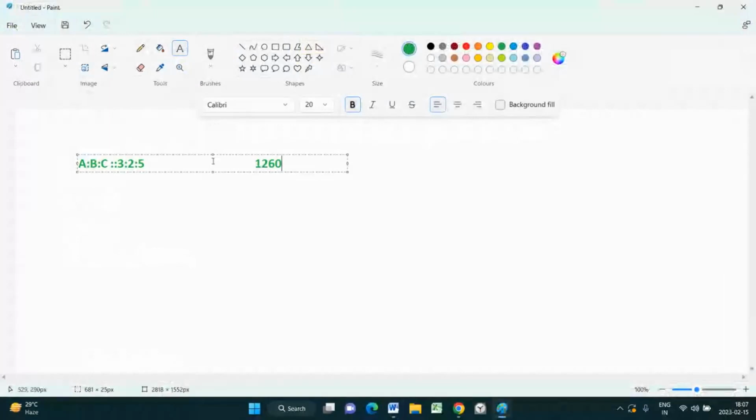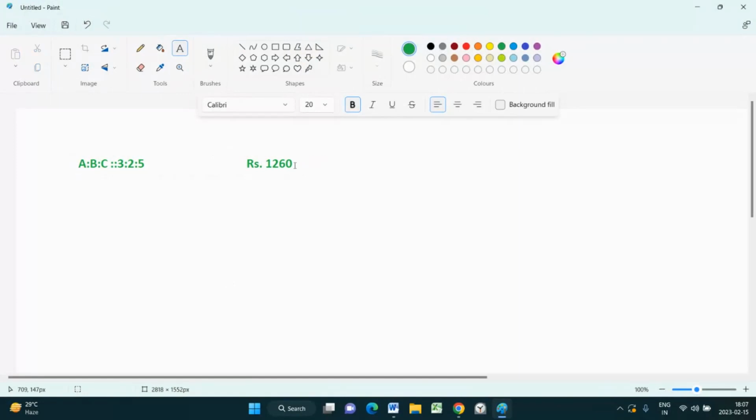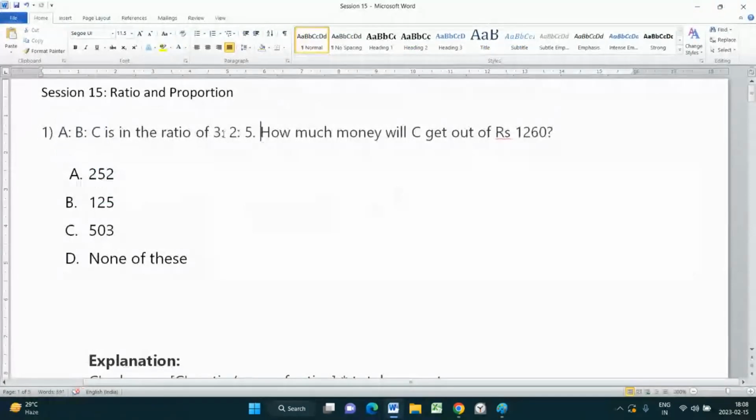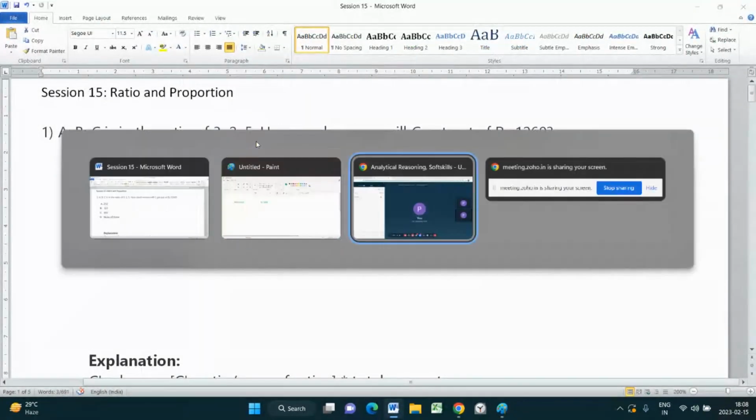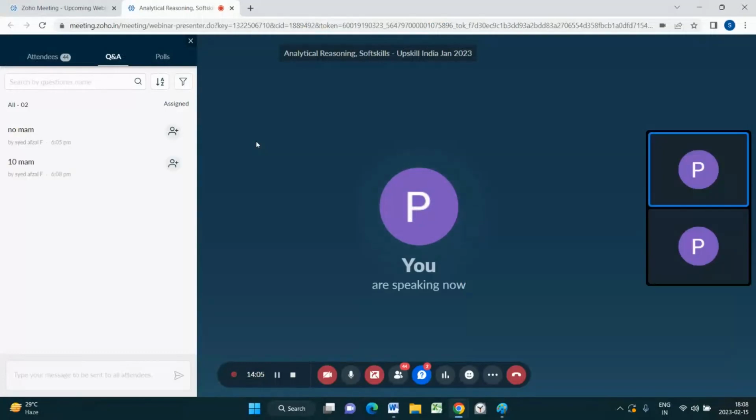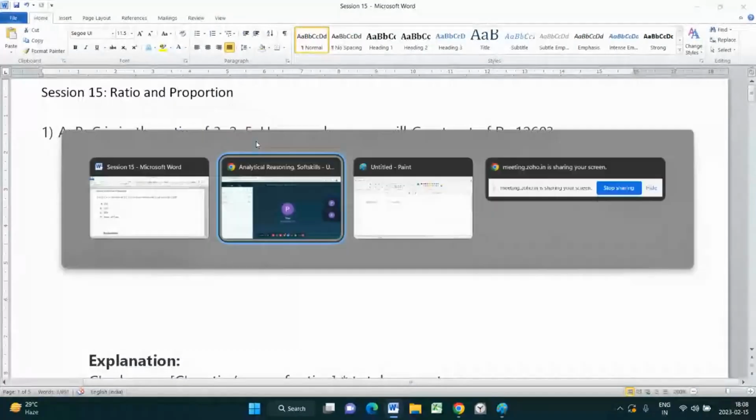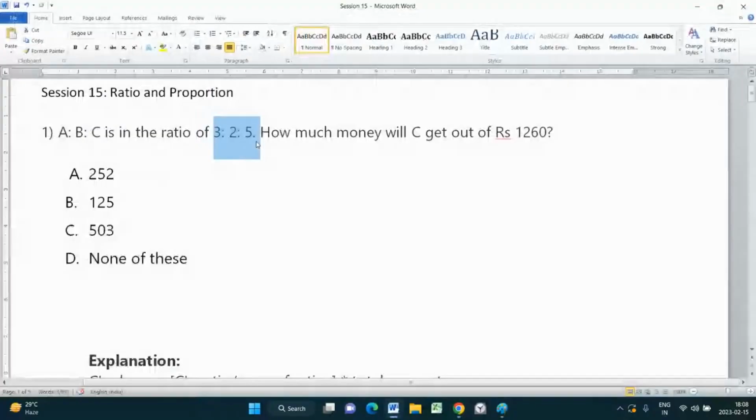Rupees 1260 is available. They want to know how much C will get, because his portion is 5 out of the total portion. What is the total portion? 3 is to 2 is to 5. Can you tell me what is the total portion? 10. Very good. Excellent. Syed is doing very well. Yes. So total portion is 10.